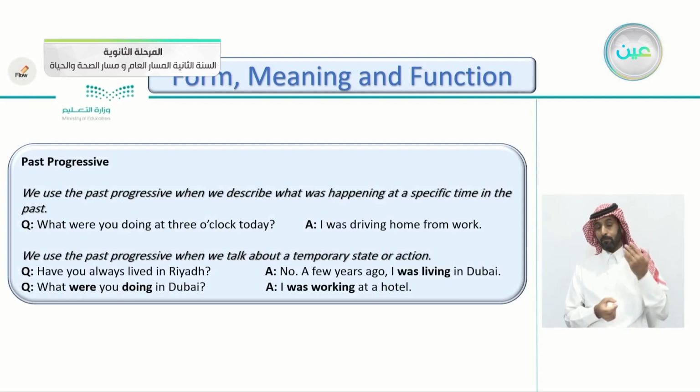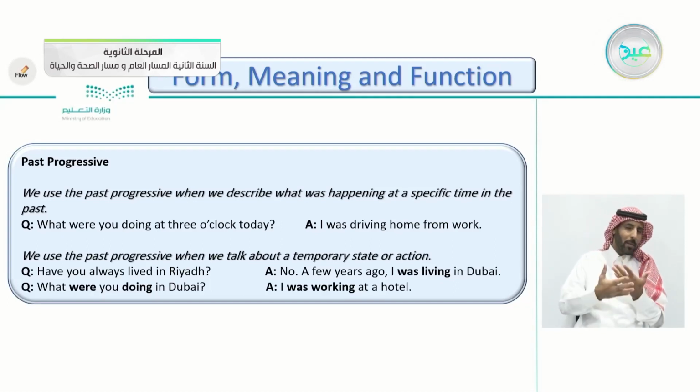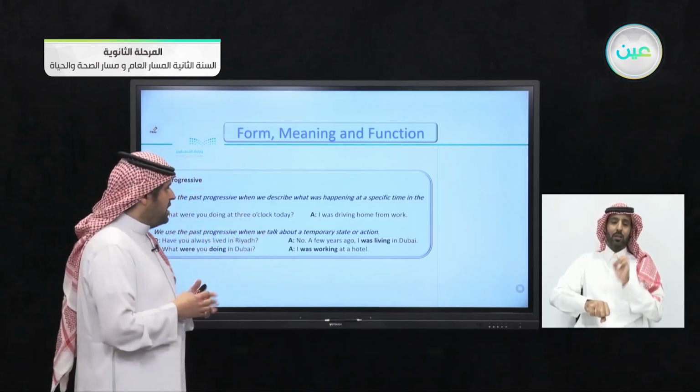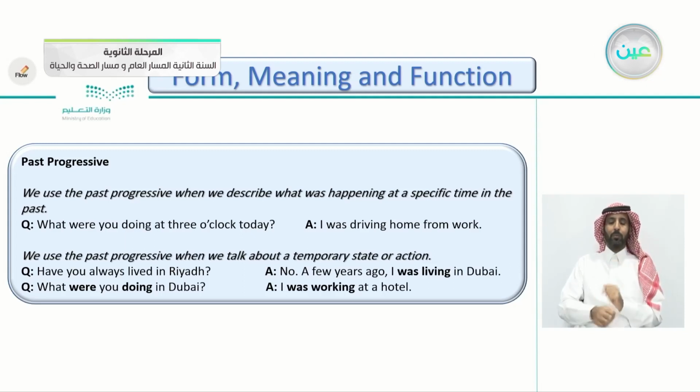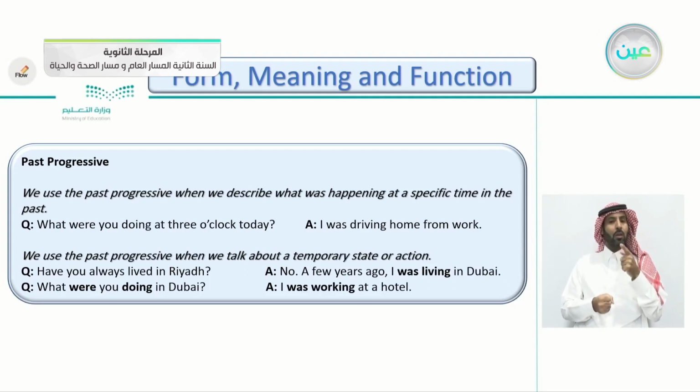The past progressive, let's talk about the past progressive here. We use the past progressive when we describe what was happening at a specific time in the past. Here are some examples. What were you doing at 3 o'clock today? I was driving. Always the progressive ing. Ing always comes with the progressive. I was driving home from work. So you are describing what was in progress at a specific time in the past.